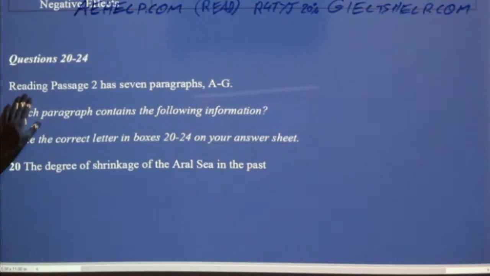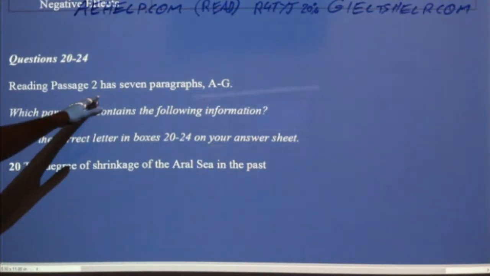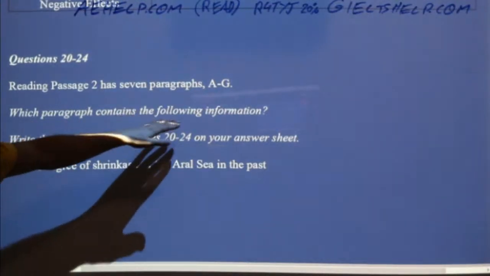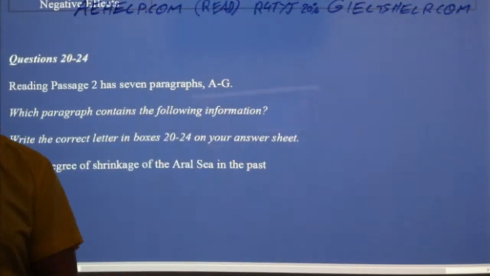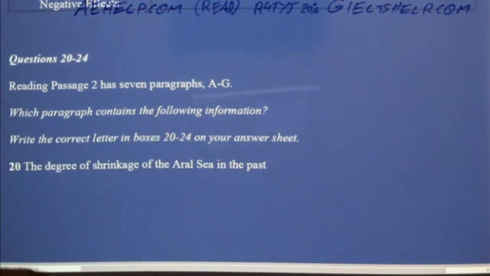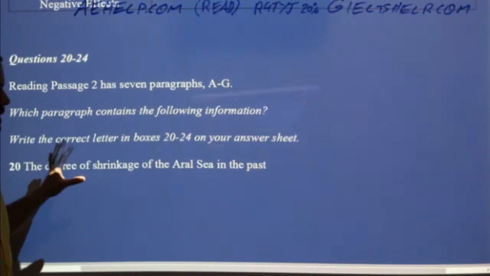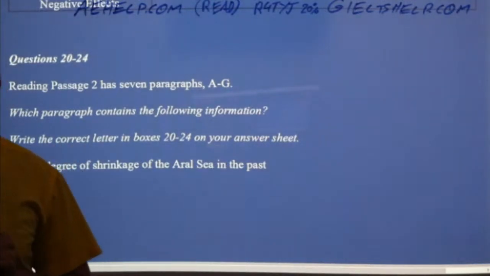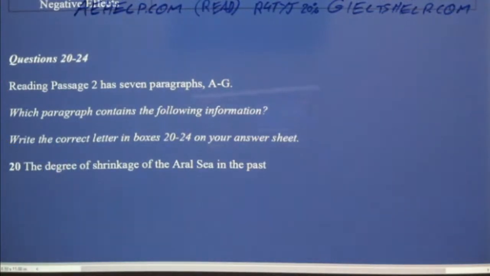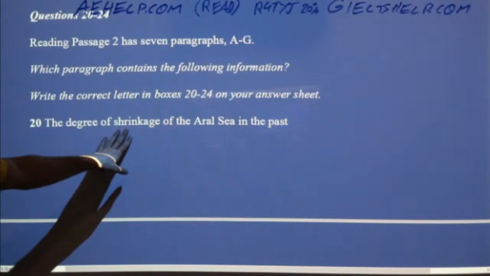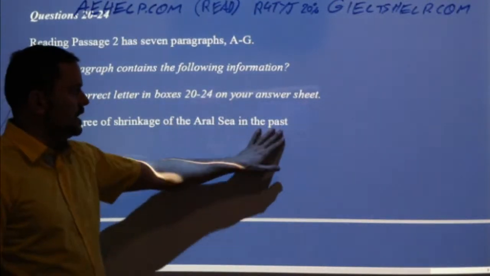Here we go. So this is a matching the information with the paragraph. So reading passage 2 has 7 paragraphs, A to G. Which paragraph contains the following information? This is a very common question, okay? So write the correct letter in boxes 2 to 29 on your answer sheet. Now this one, it's really impossible to skim read for, so read this fairly carefully, okay? And try to paraphrase it: the degree of shrinkage of the RLC in the past, okay?